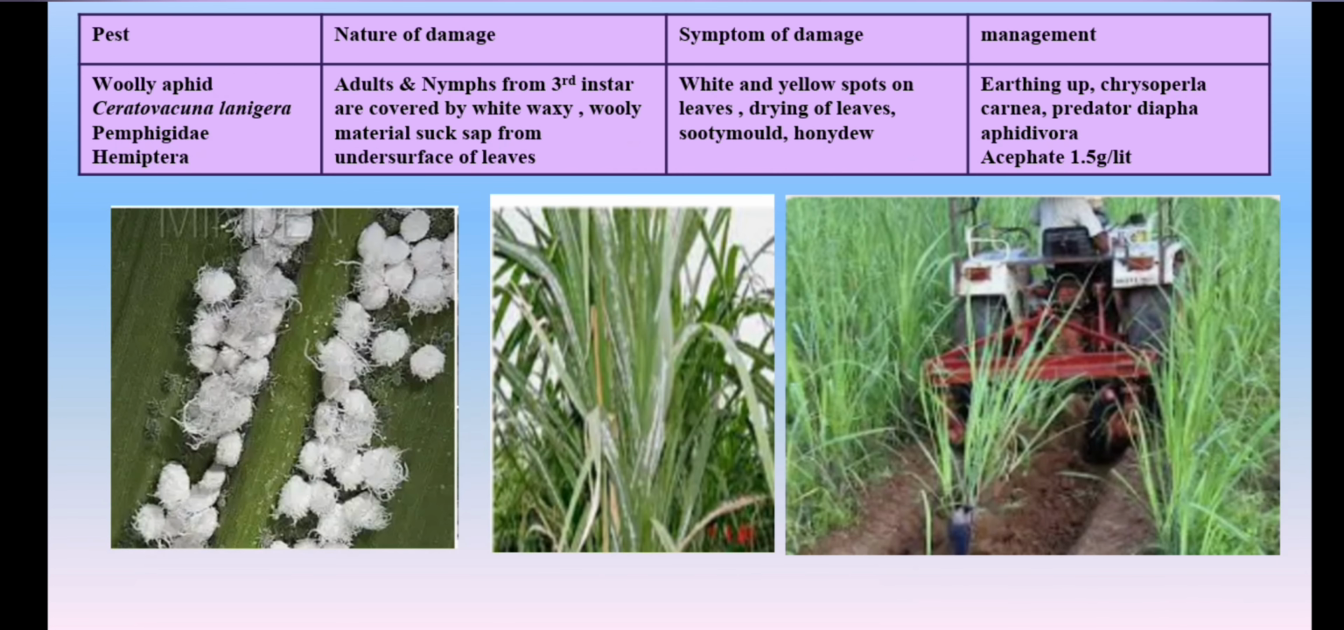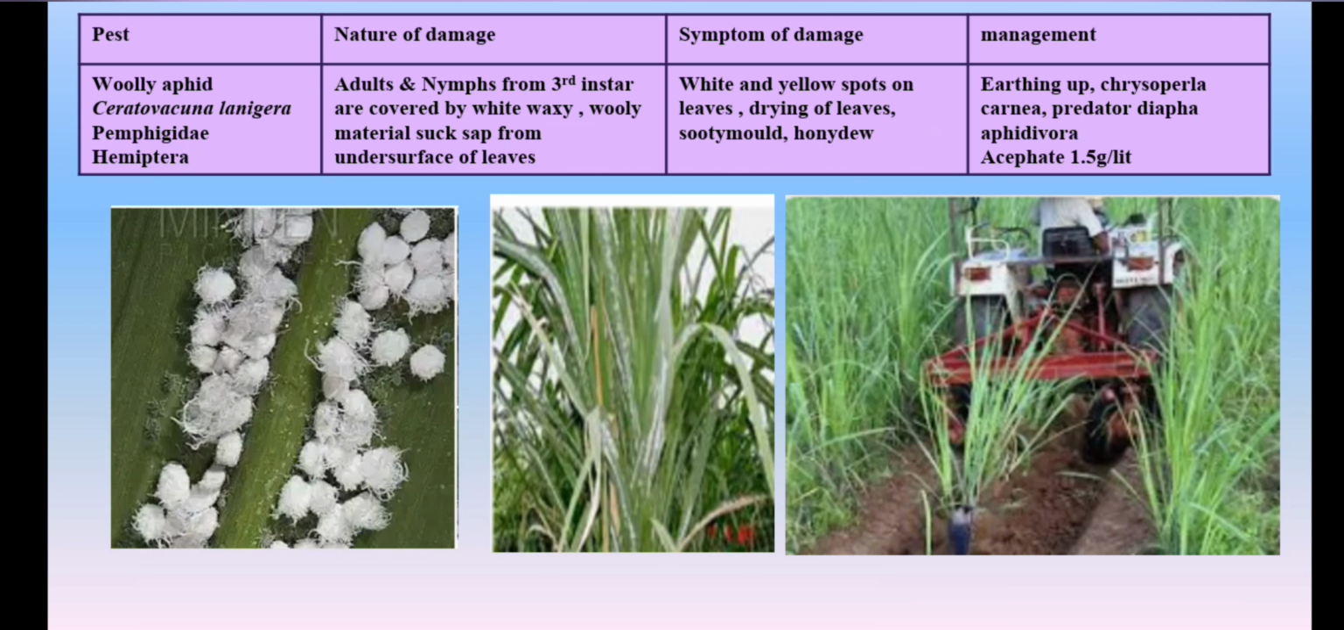And next, woolly aphid, Ceratovacuna lanigera, belonging to the family Aphididae and order Hemiptera. Nature of damage: the adults and nymphs from the third instar are covered by white waxy and woolly material, and they suck sap from the undersurface of the leaf.